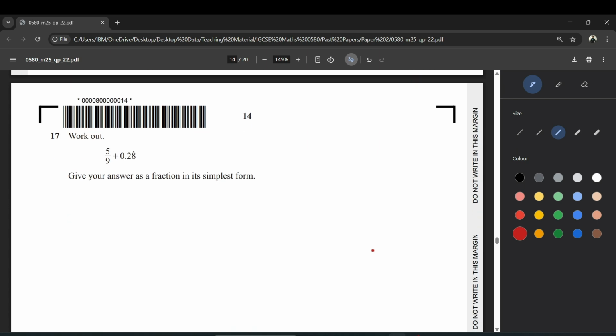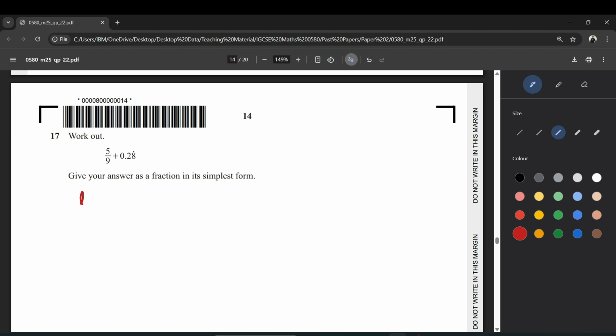All right, let's come to question number 17. Work out 5 over 9 plus 0.28 recurring. Give your answer as a fraction in its simplest form. Usually the questions that have come in the past only talk about one of them. For example, he might only give you 0.28 recurring and ask you to convert this into a fraction. But this time they have given you a question that involves addition. Before we can add them, first we need to convert 0.28 recurring into a fraction.